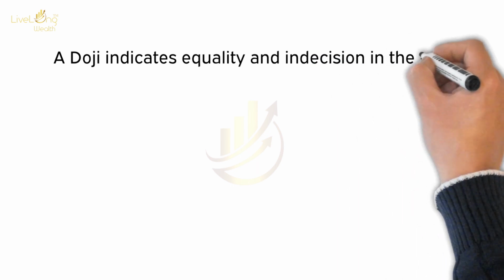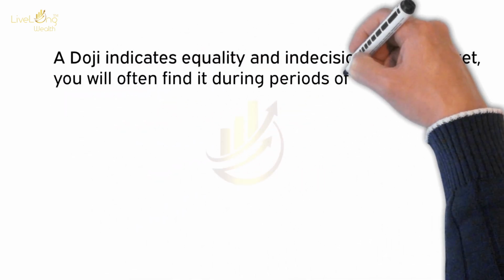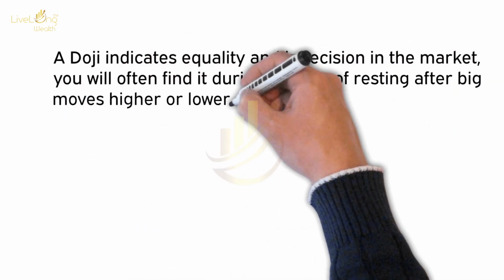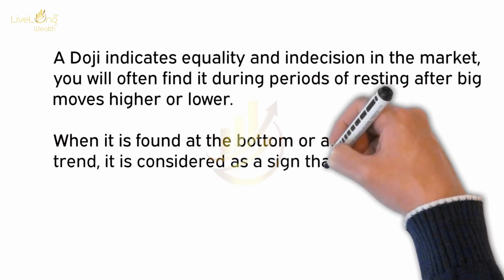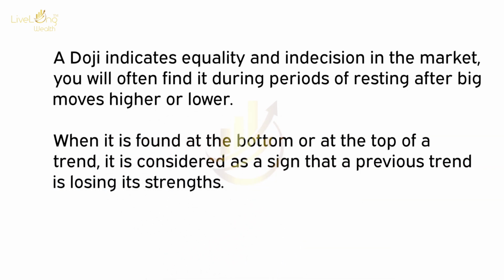A doji indicates equality and indecision in the market. You will often find it during periods of resting after big moves higher or lower. When it is found at the bottom or at the top of a trend, it is considered a sign that the previous trend is losing its strength.